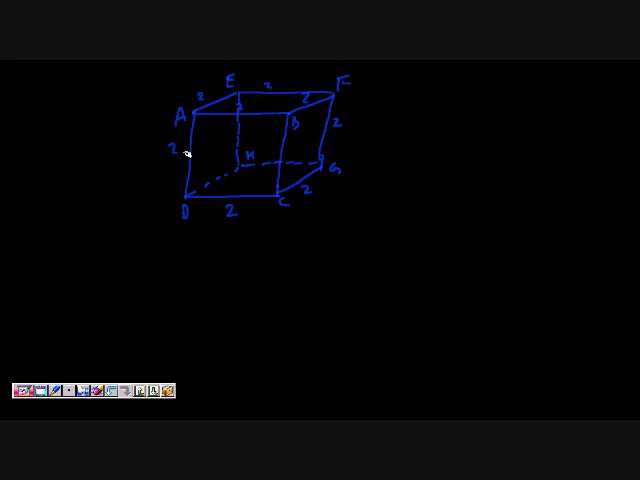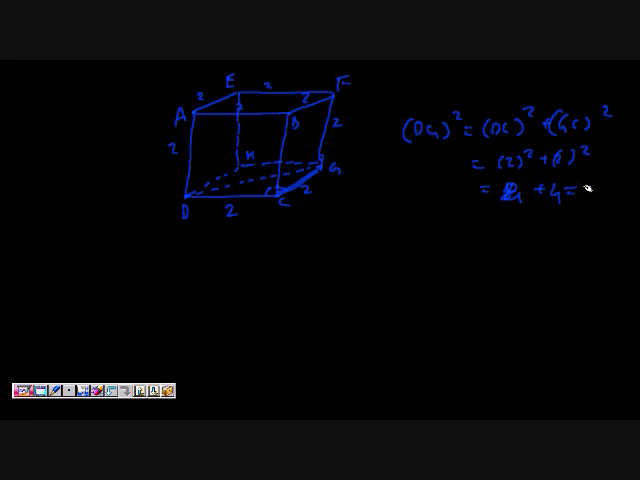Okay, let's draw the diagonal for the base surface, DG, and find out what's the length of that. So we know this angle is 90 degrees. So we can write DG square is equal to DC square plus GC square based on the Pythagoras theorem again. So that's 2 square plus 2 square, which is 4 plus 4, equal to 8. So DG is equal to square root of 4 into 2, which is 2 root 2.